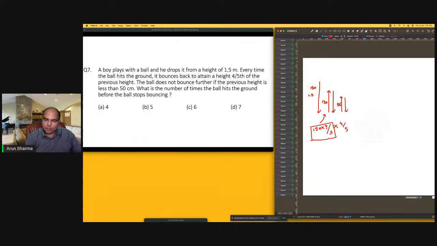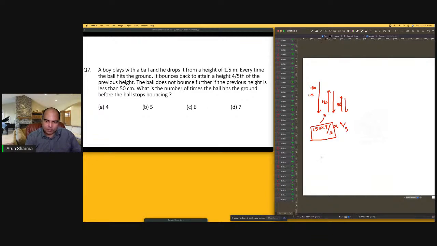Normally in this question, this is a standard question from GPs, from infinite GPs. What they normally ask is: what is the total distance traveled? It keeps bouncing infinite times till it comes to rest. That's the normal question. But this question has a surprise here. What they are saying is that the ball does not bounce further if the previous height is less than 50 centimeters.